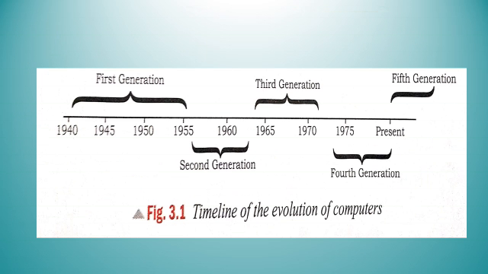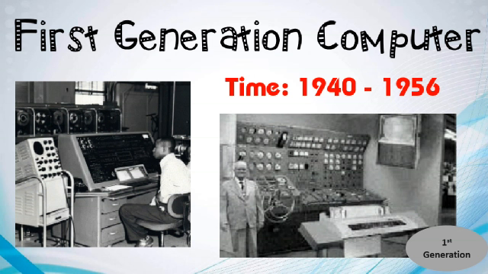Dear students, here is the timeline of the evolution of computers, by which we can know the time period of each generation, like first generation, second generation, third generation, fourth generation and fifth generation of computer. Now we will discuss the first generation computer.